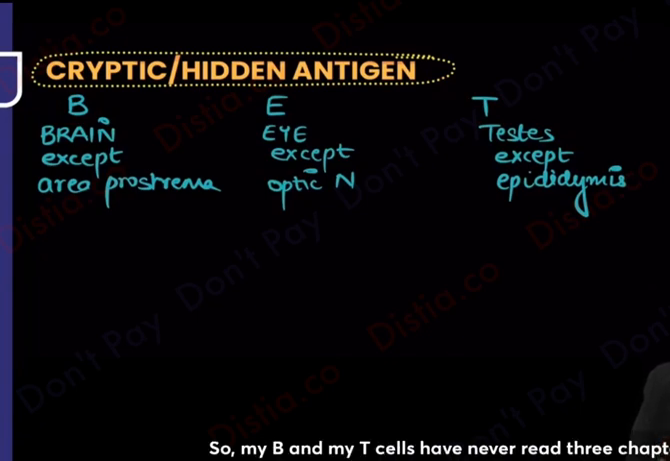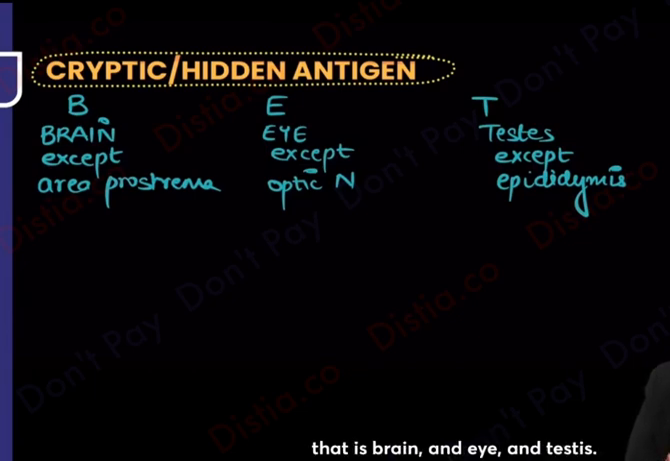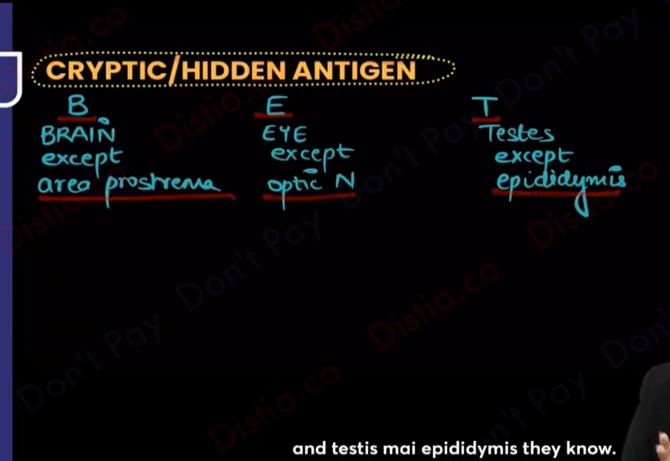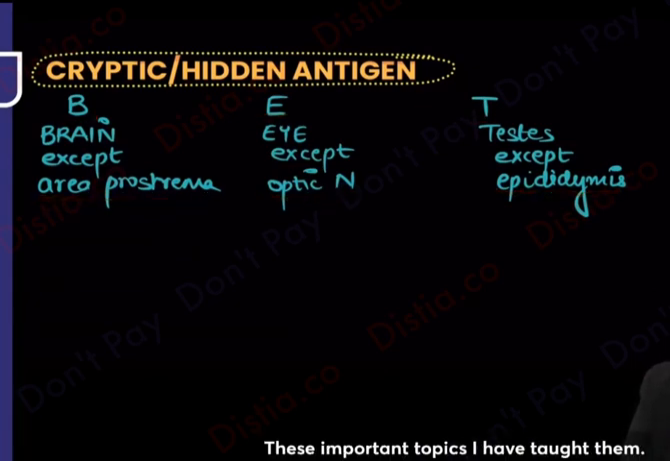So my B and my T cells have never read 3 chapters. They have never read 3 chapters. That is brain and eye and testis. They have never read. But in the brain, some important topics they have read. What have they been exposed to? Area postrema they know, in the eye the optic nerve they know, and in the testis the epididymis they know. These important topics I have taught them, but other parts of brain, eyes and testes I have not taught them.